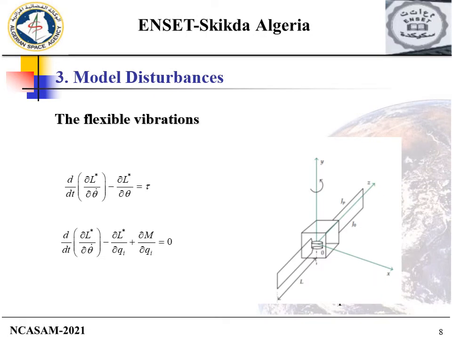The mathematical model of the flexible vibration is given as follows, where tau is the torque of the wheels, L star is the Lagrangian, theta is the rotation angle of the satellite around the axis, and m is the dissipation energy associated with the deformation of the panel. Finally, Qy represents each one of the generalized coordinates of the problem.